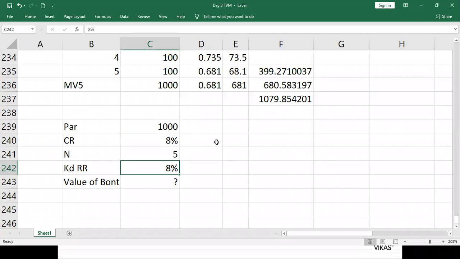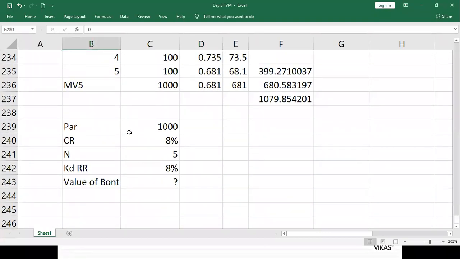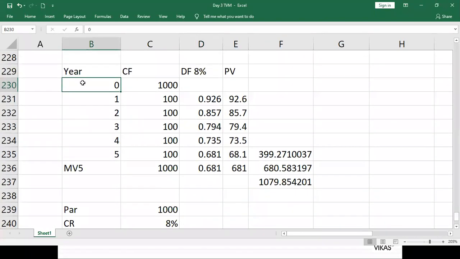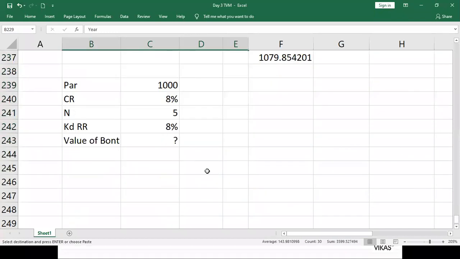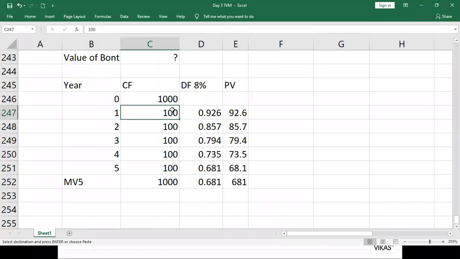What will be the answer? 1000. Yes, 1000, because here we will get 8 rupees. 80 rupees. 80.